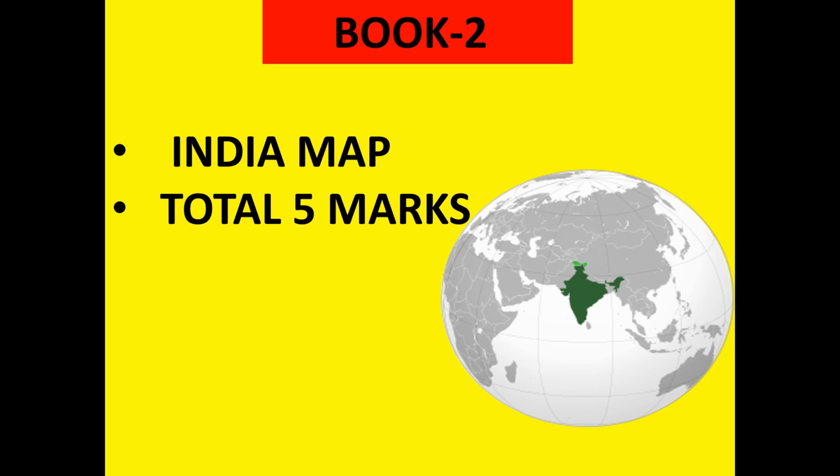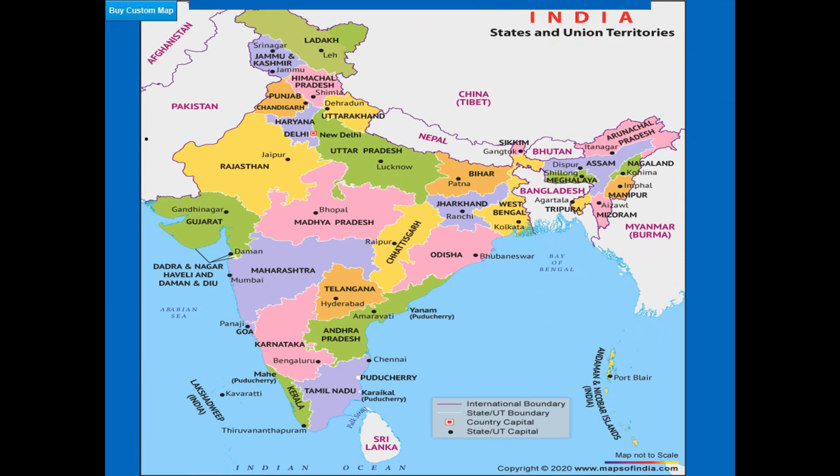The total weightage of India's map is 5 marks. This is the latest political map of India with 28 states and 9 union territories. See closely here, Ladakh and Jammu Kashmir are separated and became union territories.